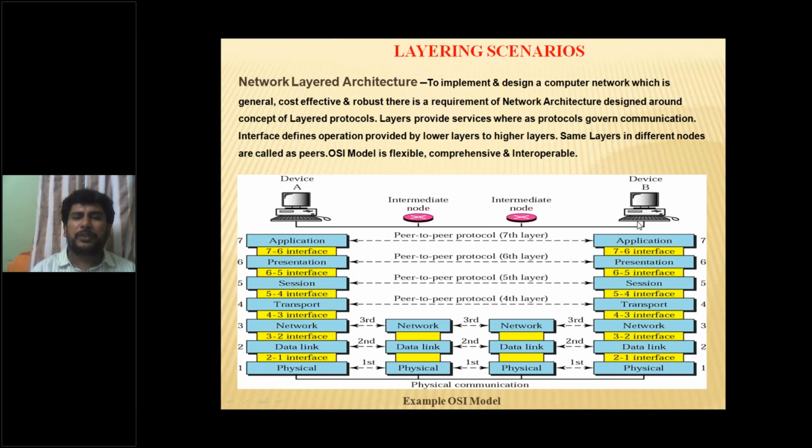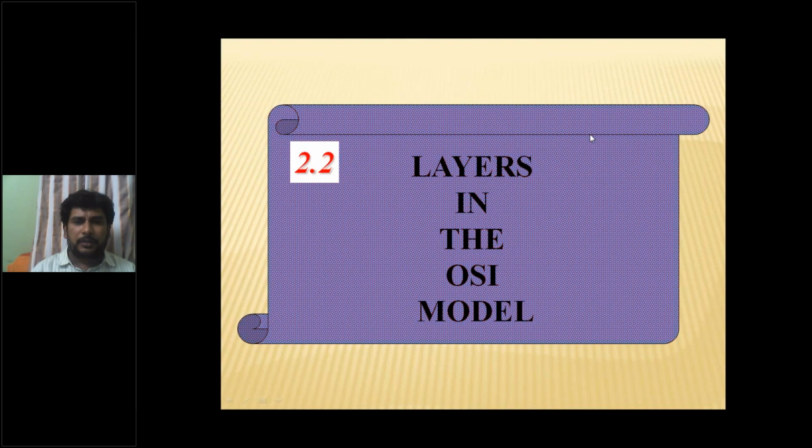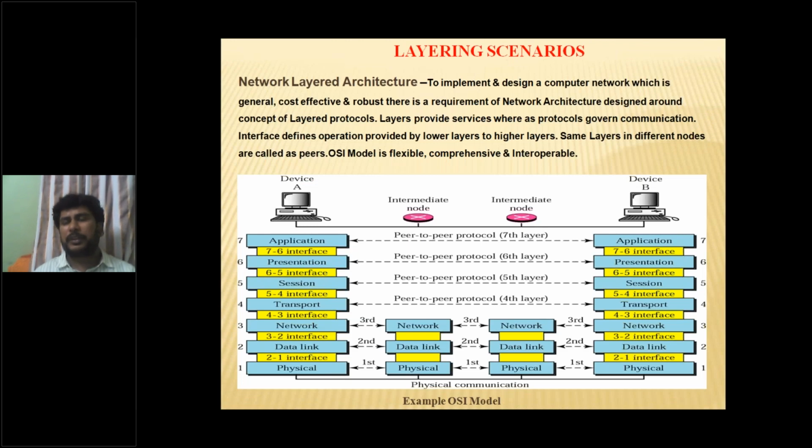there's a requirement of network architecture. Okay, so layers provide various services, whereas protocols govern the rules and procedures of the communication. Now look at this architecture. Here we are referring to protocols between the peer-to-peer layers, whereas the interface is talking about the bottom layer trying to provide a service to the higher layer, right? Same layers are called peers, and between two adjacent layers, we have the interface.